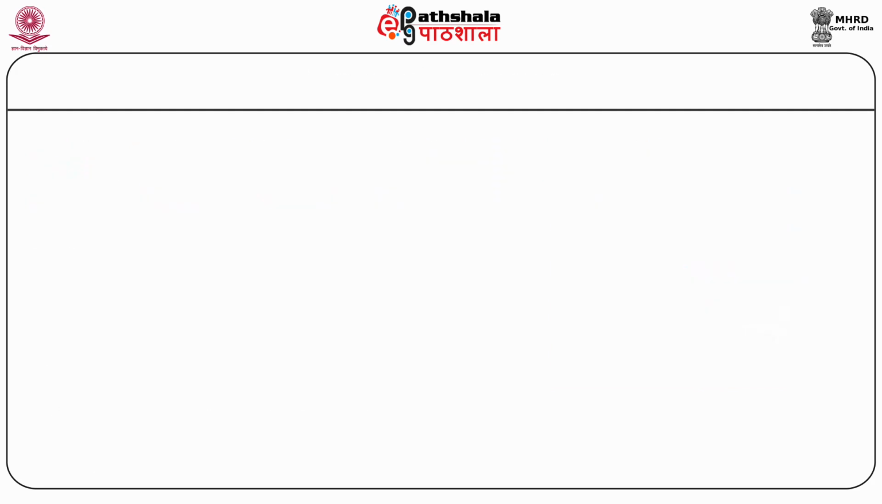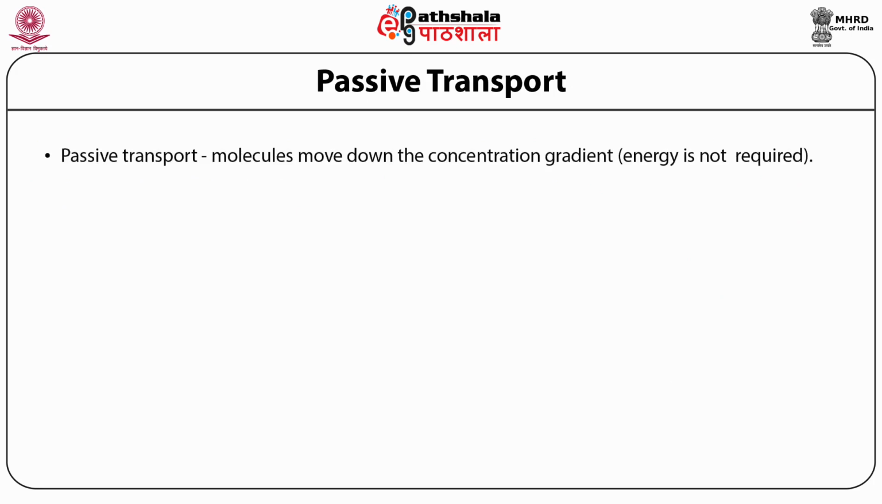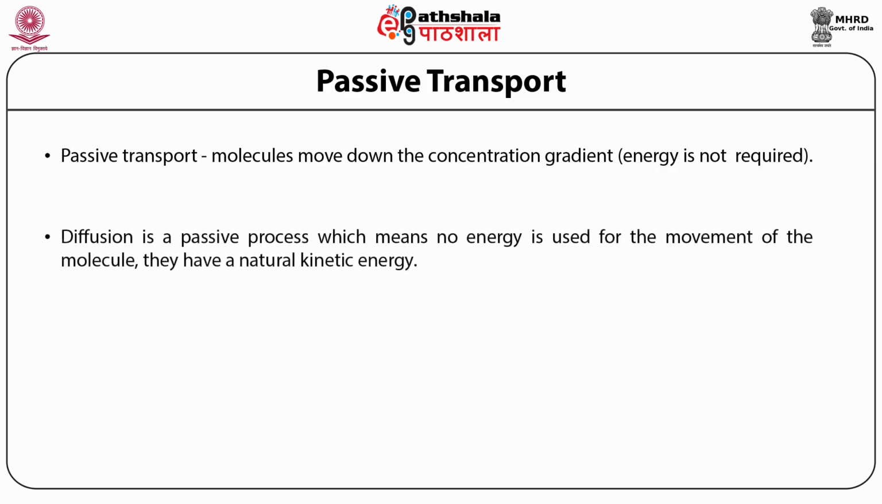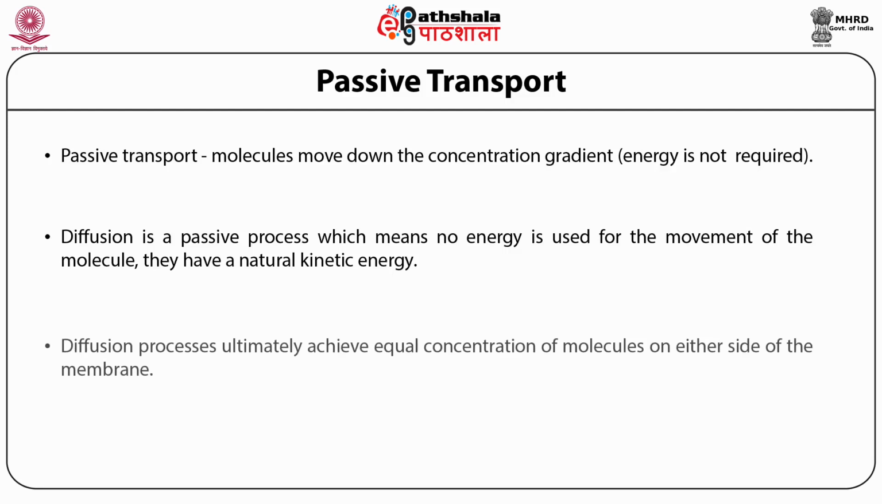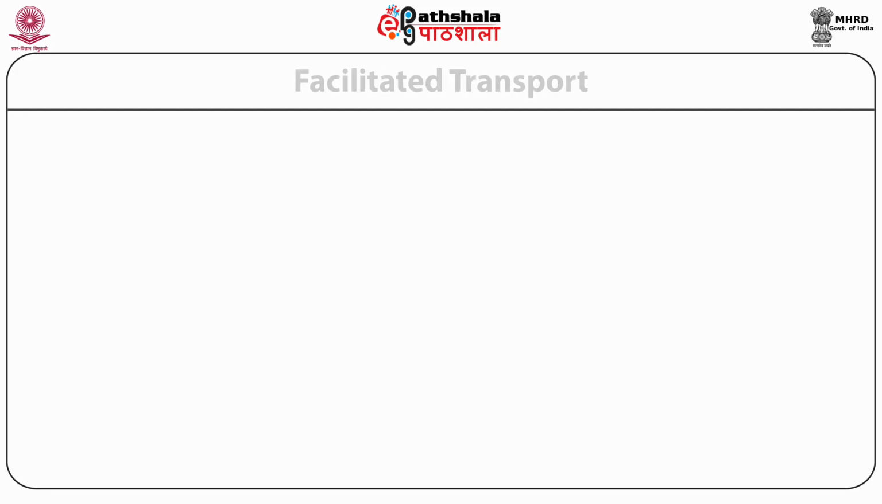Passive transport. Now coming to passive transport. In passive transport, molecules move down the concentration gradient. As I told you, energy is not required for this process. It may be simple diffusion. Simple diffusion is a passive transport process, which means no energy is required for the movement of molecules. They have natural kinetic energy. Diffusion processes ultimately achieve equal concentration of molecules on either side of the membrane. This is often through a semi-permeable membrane.